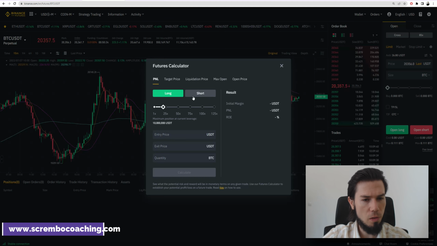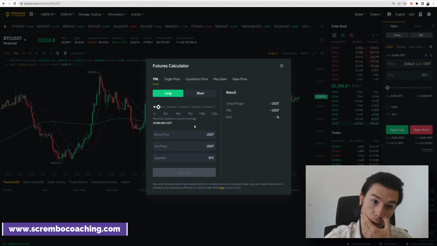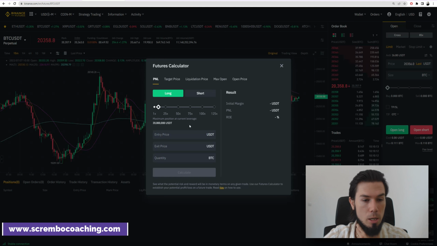Now, the first thing we have to do is decide whether we want to go long or short, depending on the side of our position. Then the next thing is the leverage amount we want to go with, because when you calculate your P&L, you definitely need to know all the details. For example, 10x leverage is what I'm going to go with in this example. It also specifies the maximum position at current leverage, at the moment $20 million, which is the maximum size I can have on this amount of leverage with BTC.